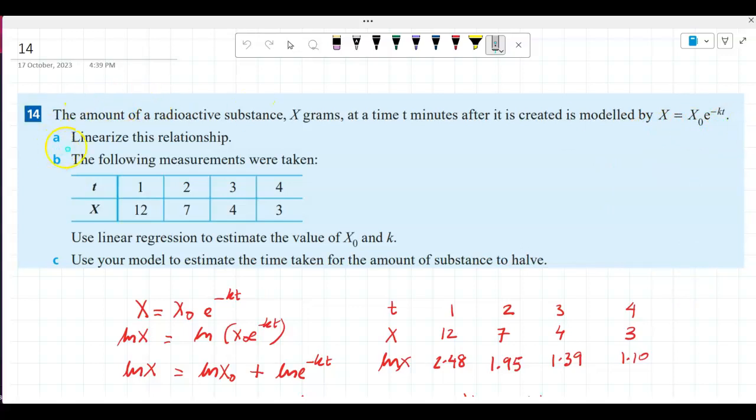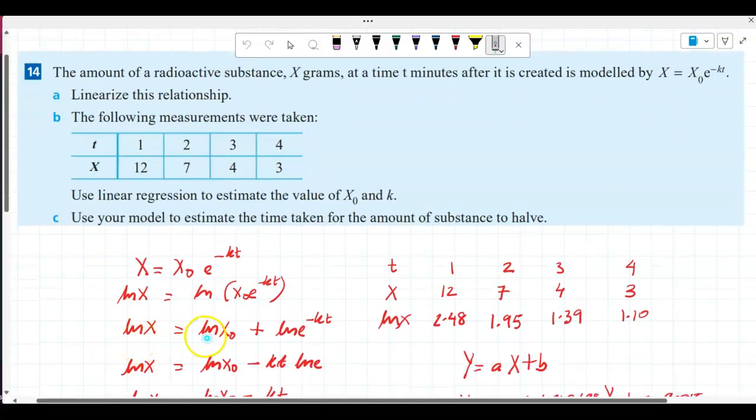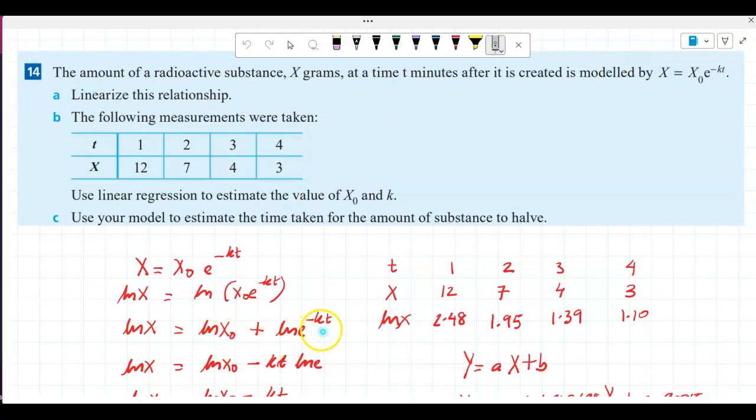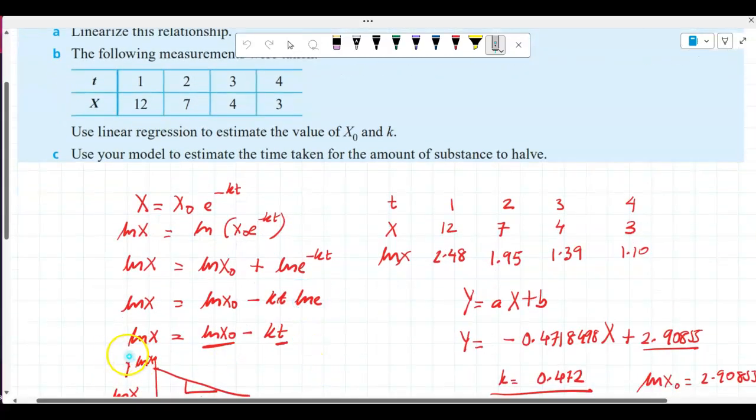Correct? So linearize the relationship. How do you linearize it? Take ln on both sides because there's e. So x is equal to x naught e raised to minus kt. Take ln on both sides. Expand it: ln x naught plus ln e raised to minus kt. The minus kt comes in front: minus kt ln e. What is the value of ln e? 1.